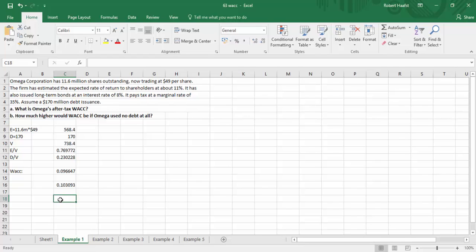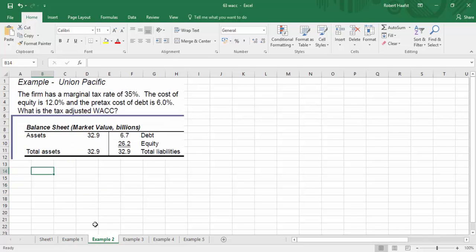Let's say if there was a question C, if there was no debt at all, so 100% equity financed, then the WACC would simply be the cost of capital. You see, so the more debt there is, the more debt will be used, the cost of capital will be lower. Logical, because the cost of debt, which is 8%, is lower than the cost of capital, which is 11%.